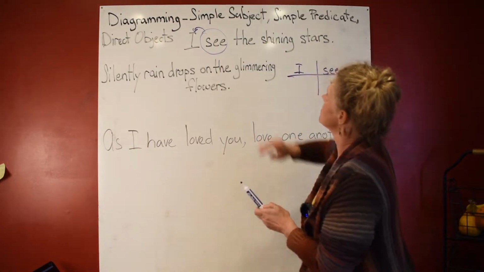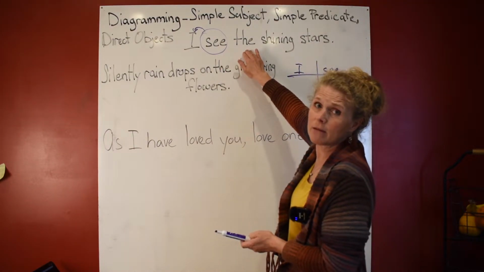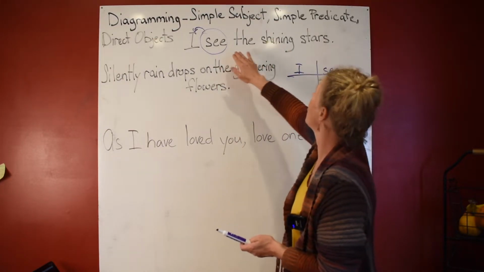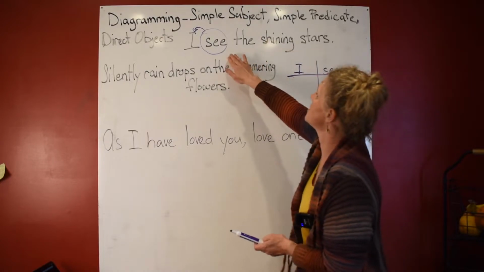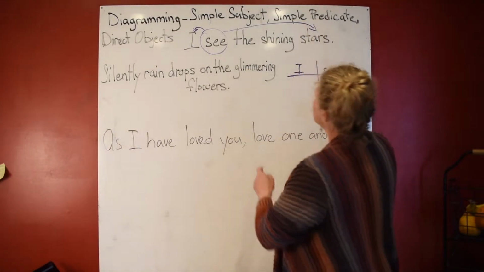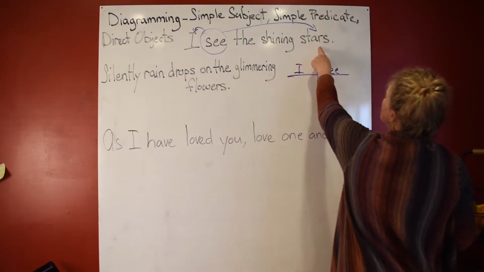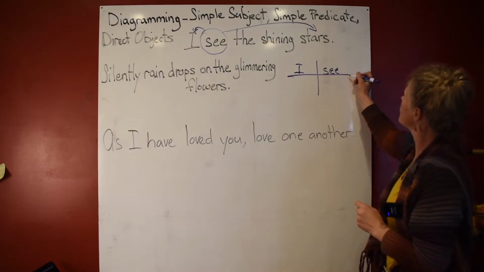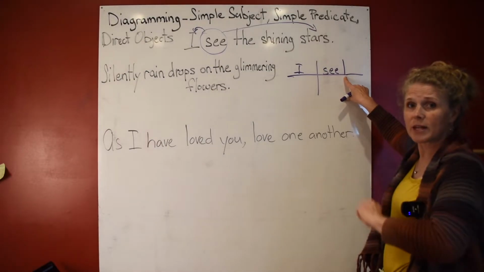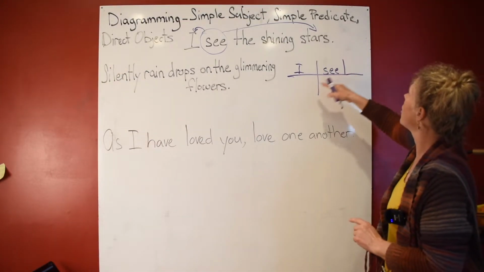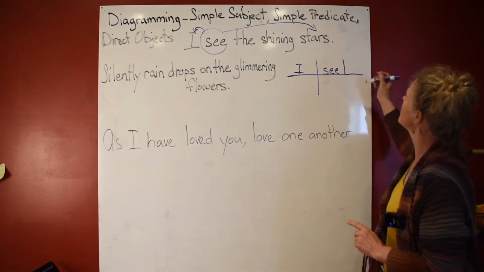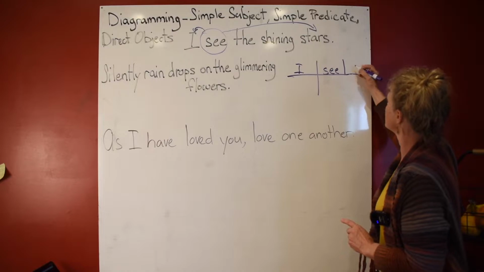Okay, so did the receive see? No, that's silly. Did shining receive see? No. Did the stars receive the seeing? Did we see the stars? So we have our direct object. This is how you put your direct object. This line right here says, oh, that's a direct object right off the bat. If you're seeing a diagram like this, you know that that line indicates that there's a direct object in this sentence.